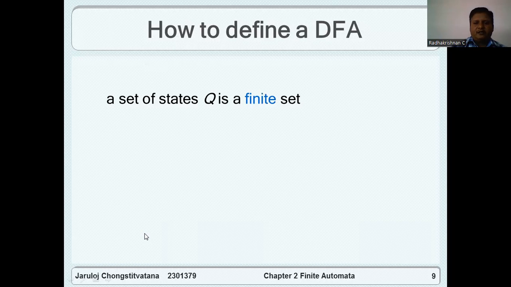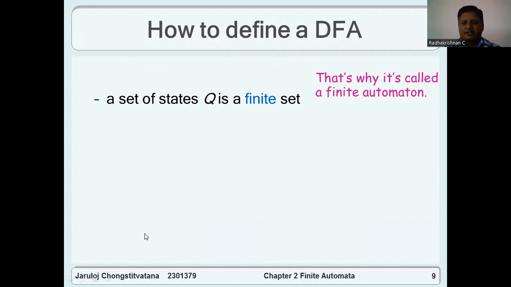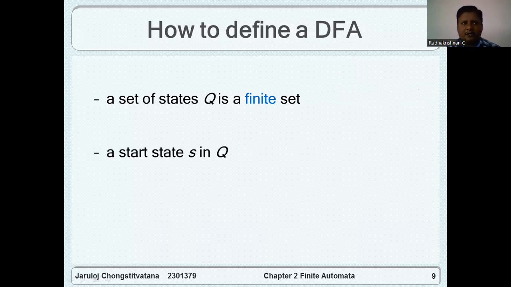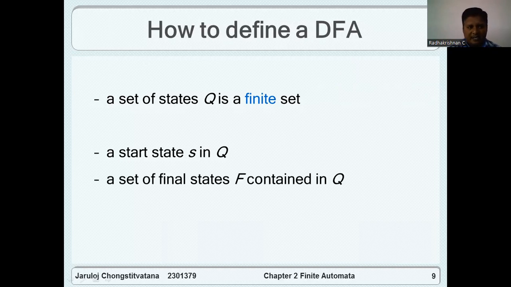How do we define a DFA? A finite automaton is defined with the help of 5 tuples. First, a finite set of states, capital Q; that is why it is called a finite automaton. Next, a start state S, which is in capital Q. It is compulsory that one starting state is present in the automata, and it is one of the states in the finite set of states Q. Next, a set of final states, capital F, which is also a subset of the finite set of states.